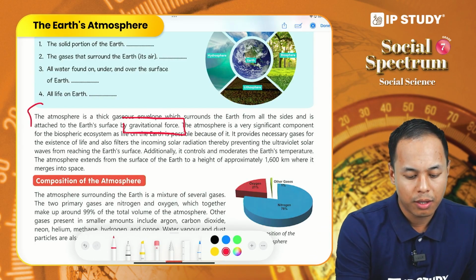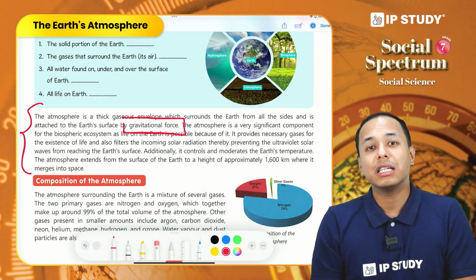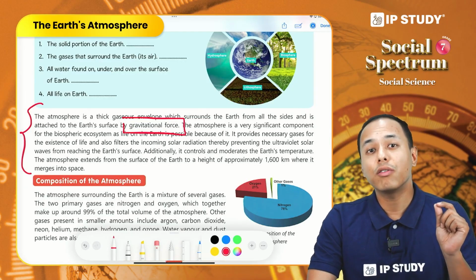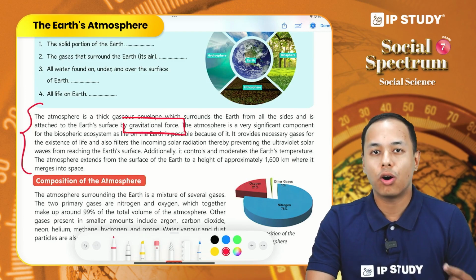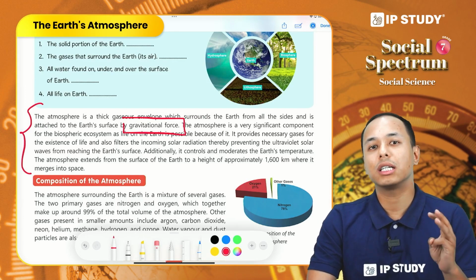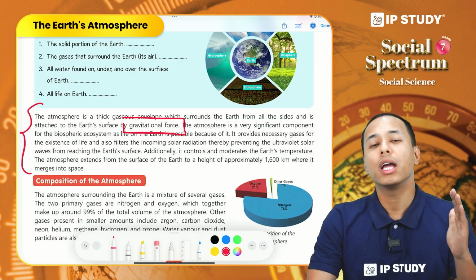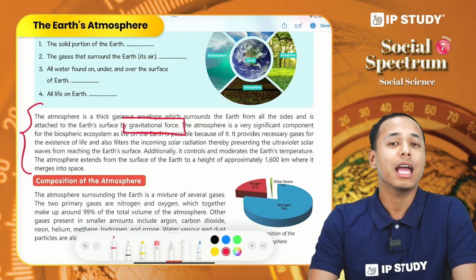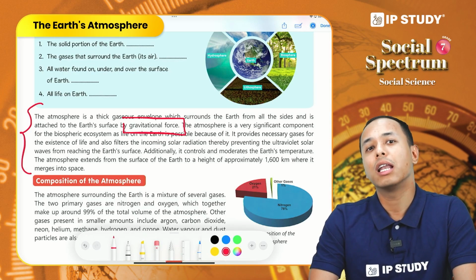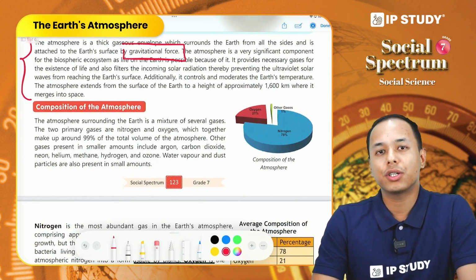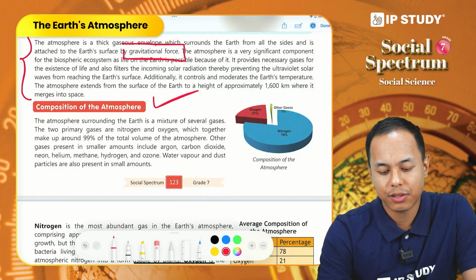The earth's atmosphere is a very important component for the existence of life on earth, because as we all know, life exists on earth because of air, water, soil, land and so on. So air being a part of the atmosphere, it is very important for the existence or survival of life on earth. So now let us see the composition of the atmosphere. That is the first topic.